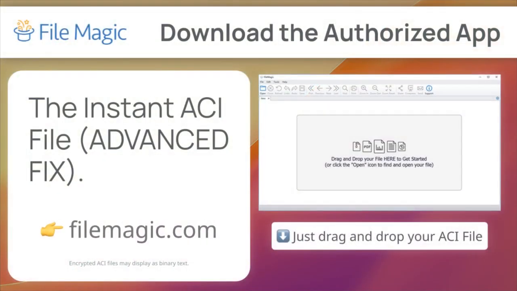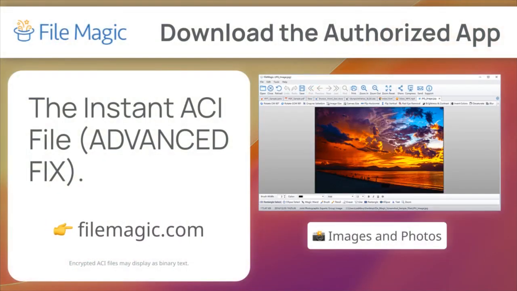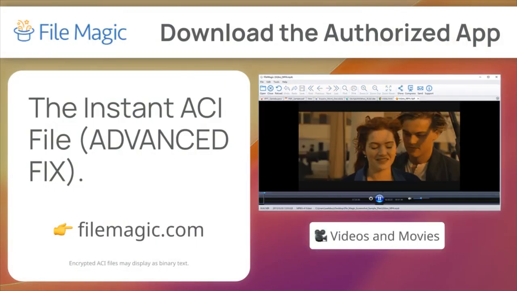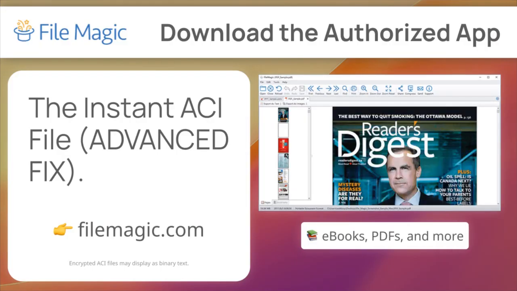Get ready for the finale. The power of this solution comes from the deep ACI file analysis provided by one specific inspection tool that is truly universal in its application.